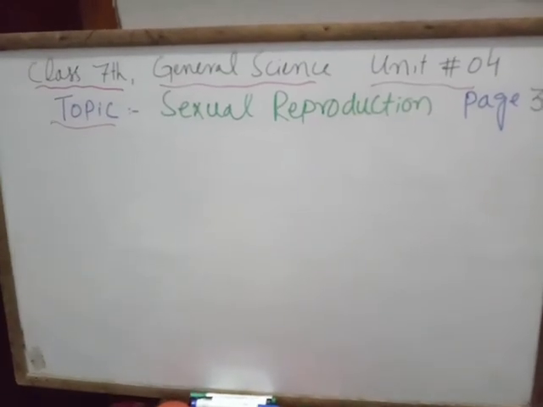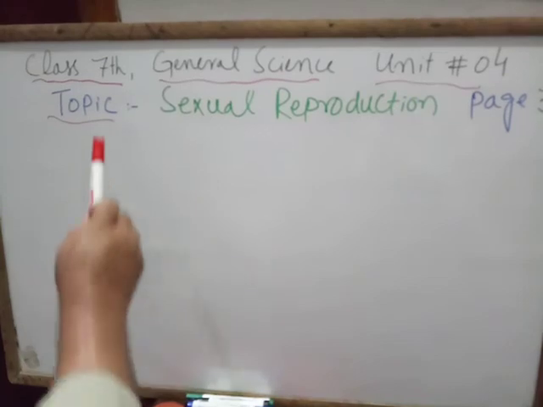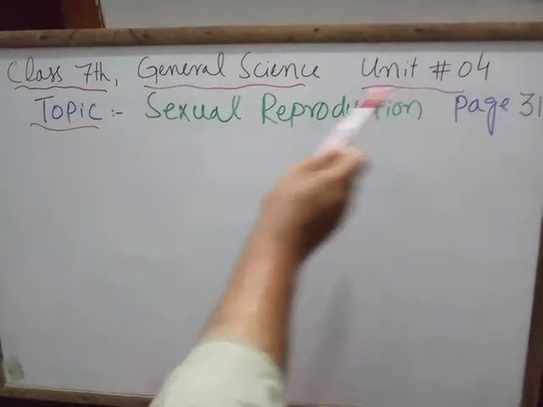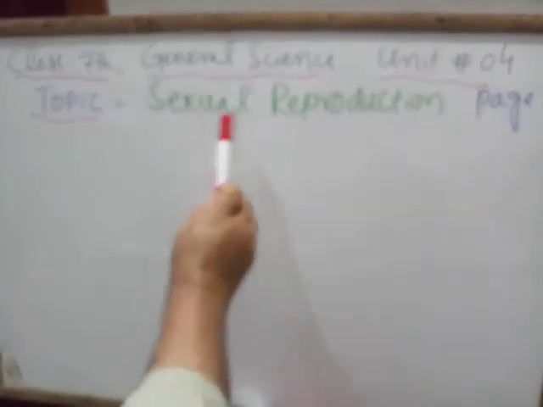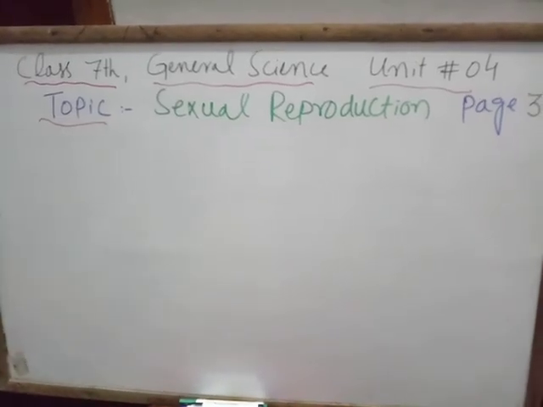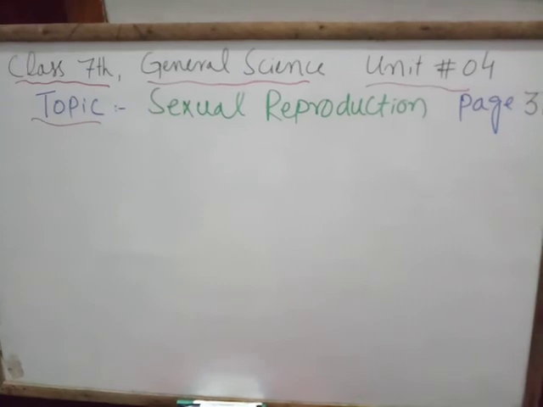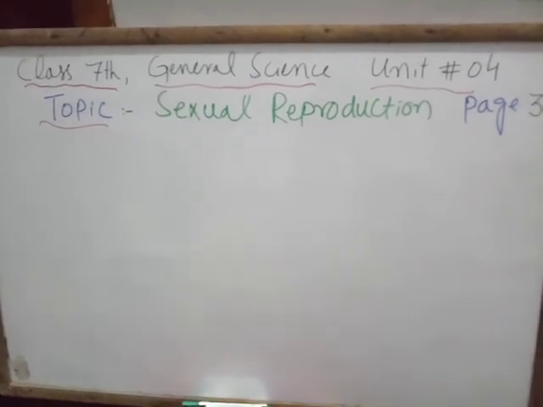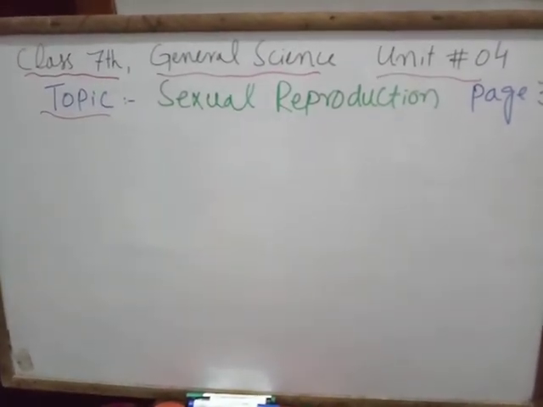Dear students, today we are starting the class 7th General Science unit number 4. Topic is sexual reproduction. In my previous topic, I had discussed asexual reproduction in plants and animals. Today we are going to discuss sexual reproduction.